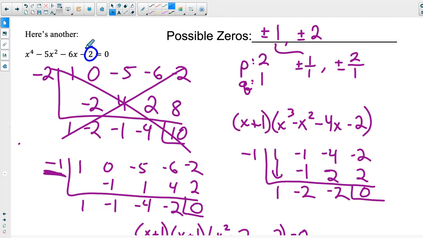Then I look for Q, I look at the very beginning. So I look at what is the lead coefficient. In this case, it's just 1. So what are the factors of 1? Just 1 and 1. So then that's where these are coming from. And again, if I have like -2 times -1, that's still 2. So that's why I have to have the plus or minus sign. Does that make sense? Okay. Any other questions?